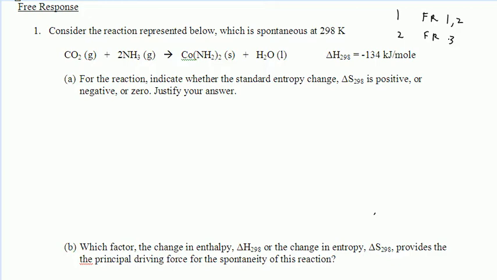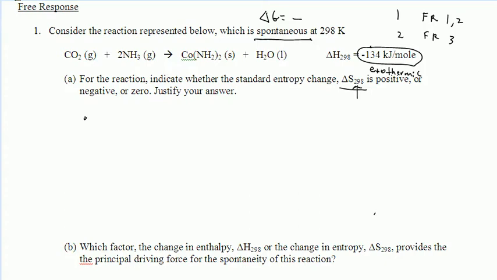The first free response problem says, consider the reaction represented below, which is spontaneous at 298 Kelvin. Immediately, we know that delta G is negative if it's spontaneous. What other information have they given us? We know that delta H is negative, which means it's exothermic. For the reaction, indicate whether the standard entropy change, delta S, at 298 Kelvin is positive, negative, or 0. Justify your answer. Let's be clear and concise.